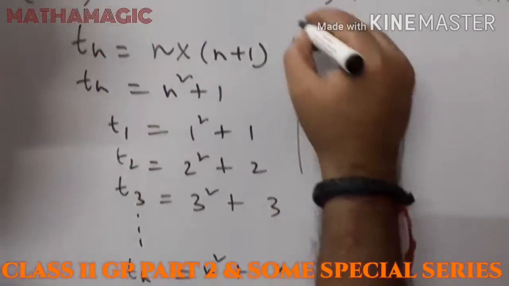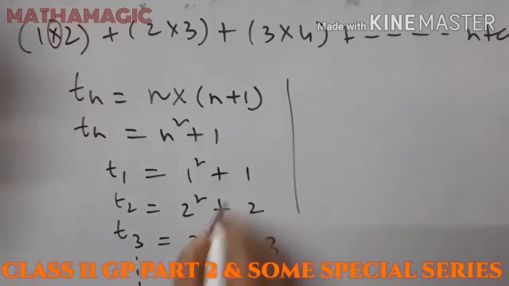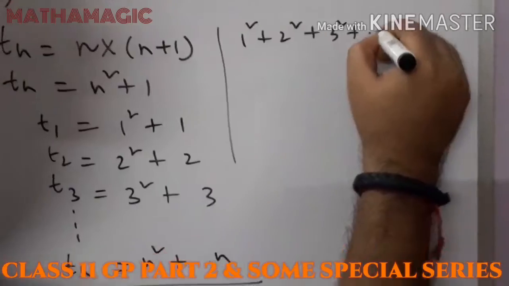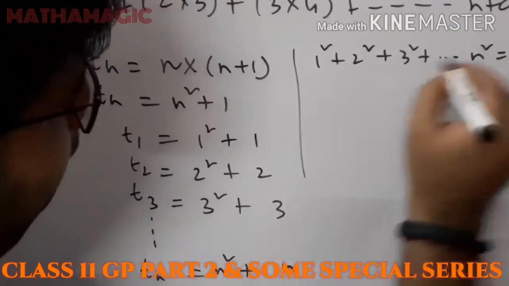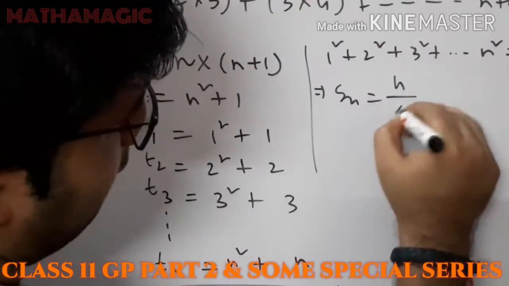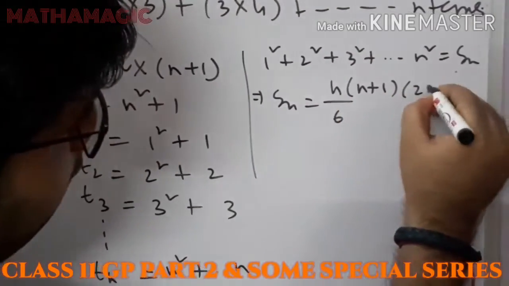Now we have already discussed the formulas in AP. Try to remember the formula: if we have a series 1 square plus 2 square plus 3 square up to n square, then the formula for the sum of this series is n by 6 into n plus 1 into 2n plus 1.